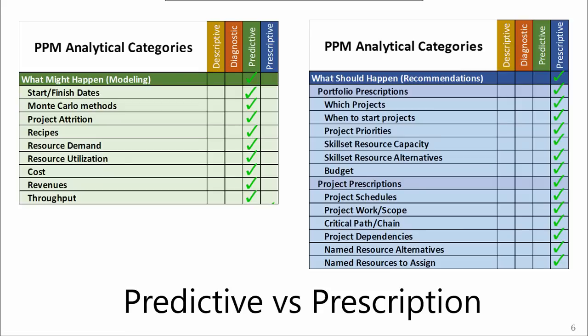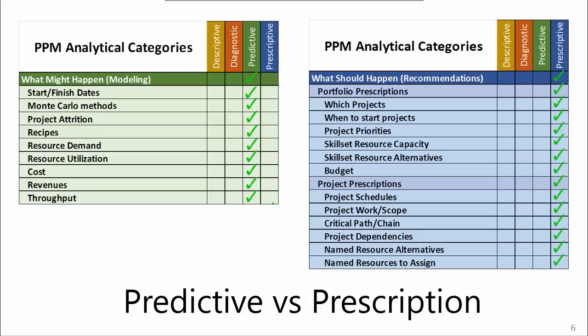real life. Now let me contrast that to the prescription side, where it's: which project should I do? When should I start it? How do I prioritize my projects? What's the capacity that I need if I want to do portfolio A or portfolio B? Which resource should I use? If I want a certain value out of my portfolio, how much budget should I spend?